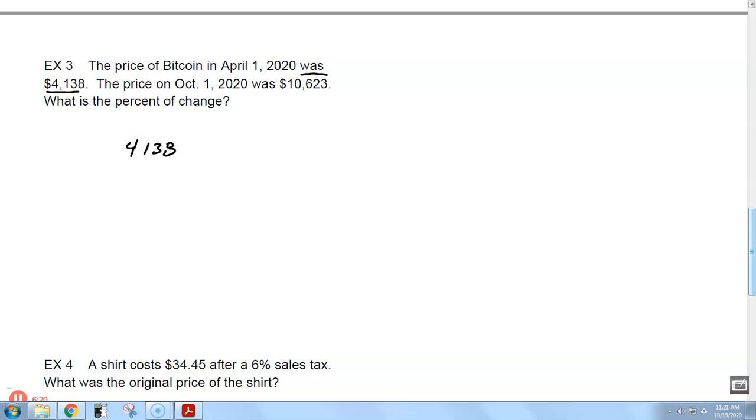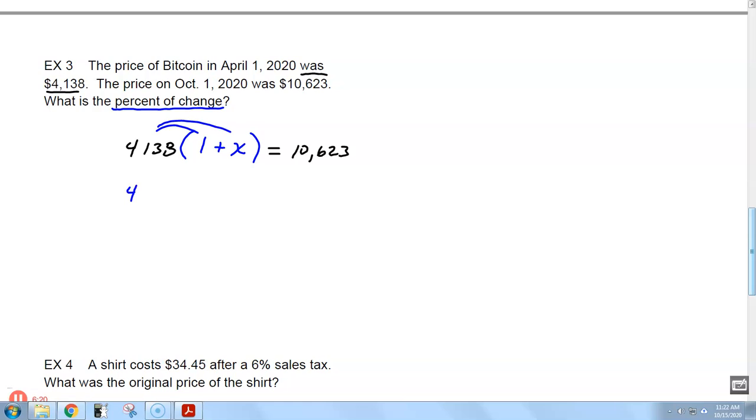The price on October 1st, so that's now, was 10,623. We need to find the percent. So we're trying to find this thing. Well, first of all, was it an increase or a decrease? Well, Bitcoin has gone up, so this is an increase. And what we don't know is by how much. We don't know that percentage. So we're going to actually multiply this out.